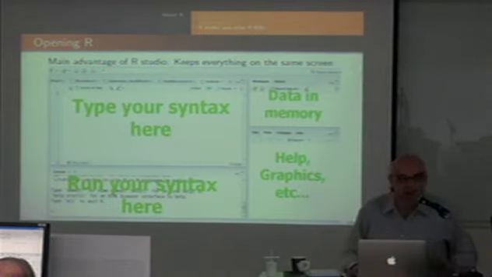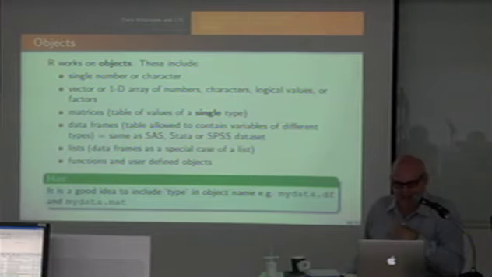There are many types of objects in R, many classes of objects. We have a single number, like you saw before, X and Y. It could be a number, it could be a character, the letter C. We have a vector, or a one-dimensional array of numbers, of characters, logical values like true and false, or factors. And factors are another important thing that we use in R.